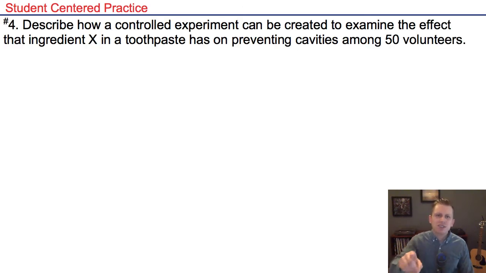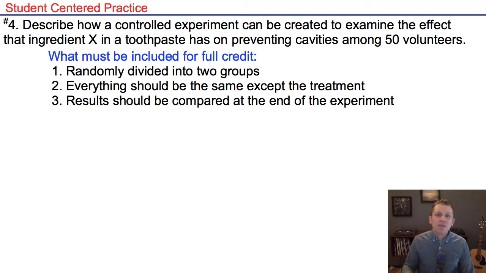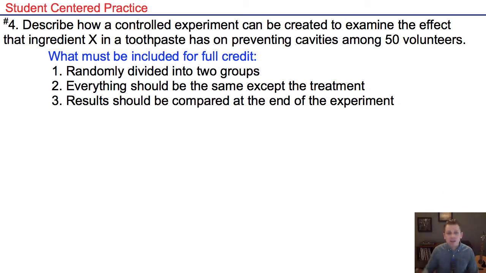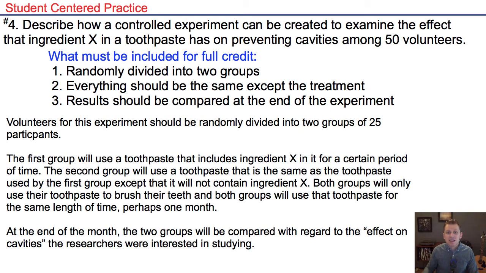In this question here, describe how a controlled experiment can be created to examine the effect that ingredient X in a toothpaste has on preventing cavities among 50 volunteers. When we create an experiment, remember that we need 3 pieces. We need to have our participants randomly divided into 2 groups. Everything should be the same for those 2 groups except the treatment, in this case, ingredient X within a toothpaste. And finally, we have to compare them at the end. So our answer could look something like this.